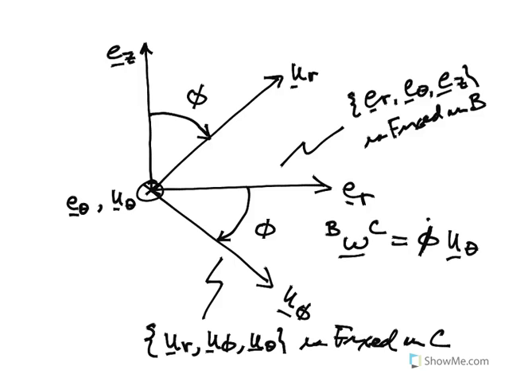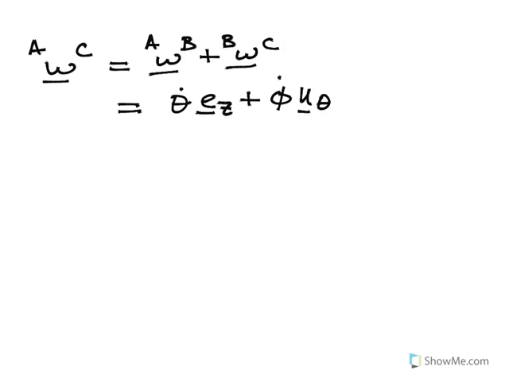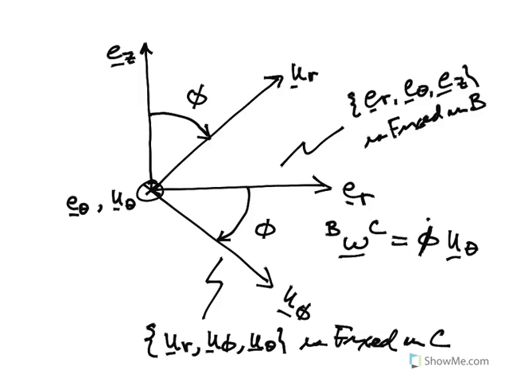So you see that that's a complete description now of the angular velocity, except I need to now transform EZ into the basis UR, U phi, U theta. So let's look at EZ. You see that EZ has a component of cosine phi in the direction of UR, and it has a component of negative sine phi in the direction U phi, sorry. So this is negative U phi.